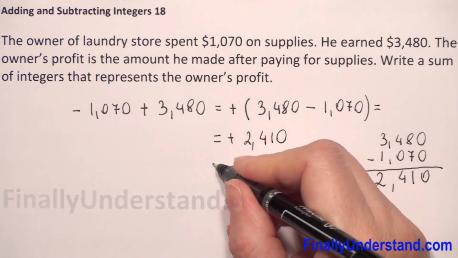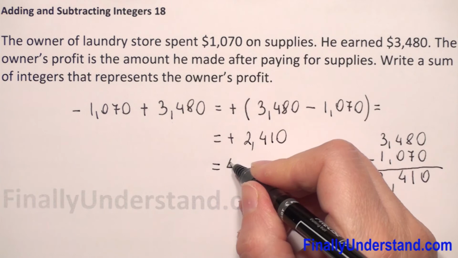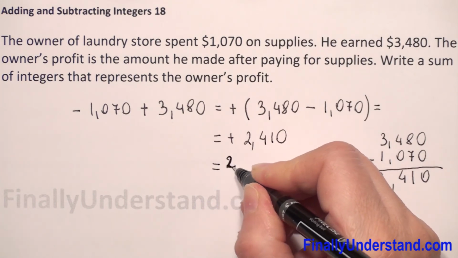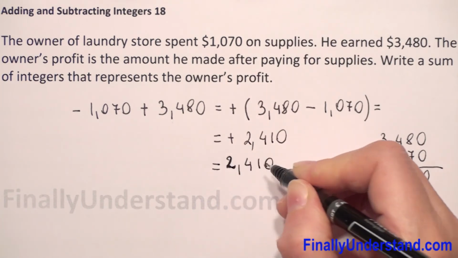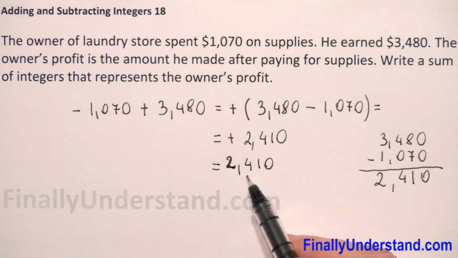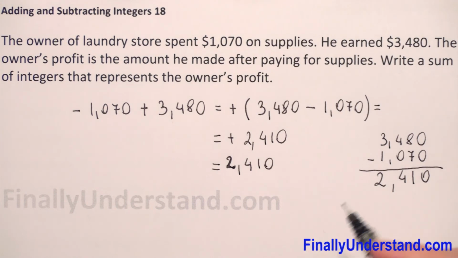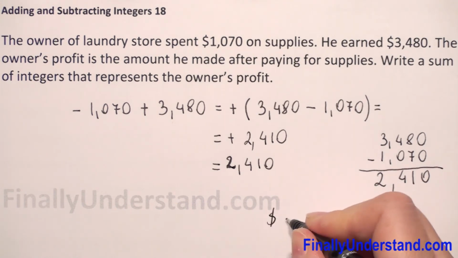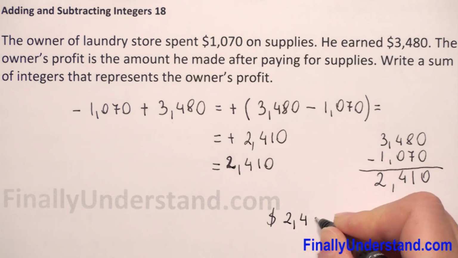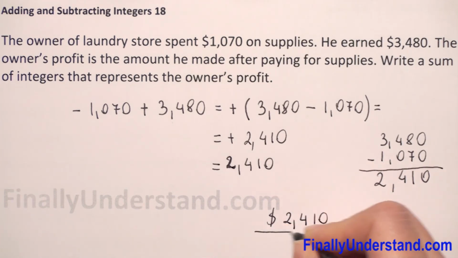2,410. Positive sign we don't have to write, so we have 2,410. This is a positive number, so the profit of the owner of laundry store will be $2,410. This is my solution.